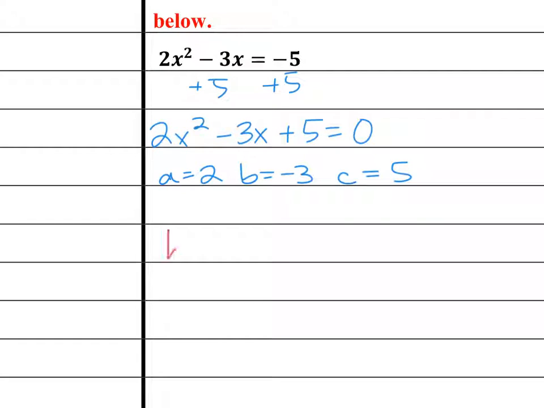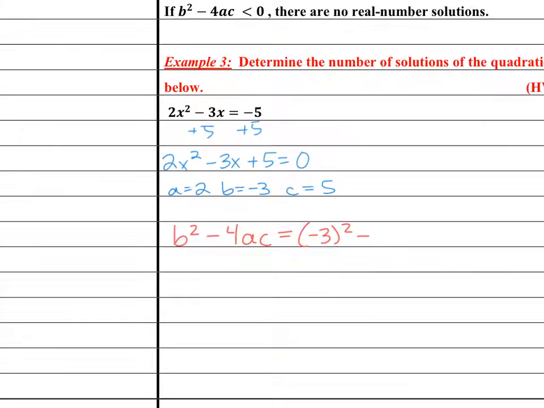All we are doing is b squared minus 4ac. I want to know if you put that inside of the square root, which is what we do when we do quadratic formula, would you get a positive number, negative number, or 0? B squared is negative 3 squared minus 4 times A is 2 times C is 5.